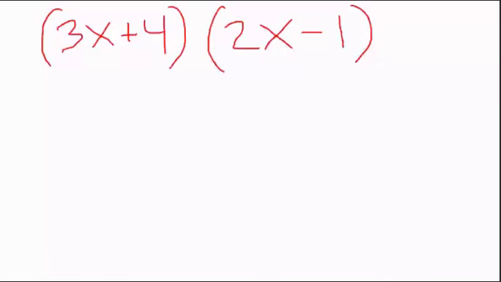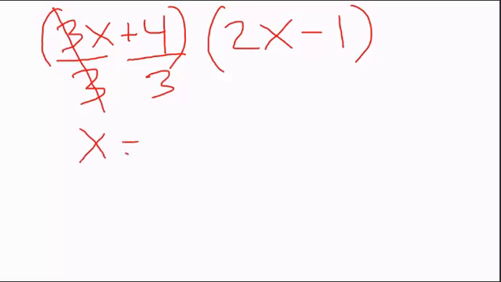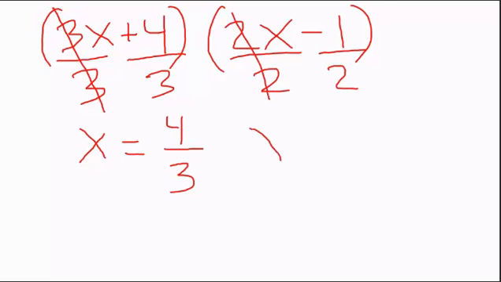Next, you have to get x, or cosine, by itself. To do this, we're going to divide 3x by 3 and 4 by 3. That will leave you with x equals 4 over 3. For the second set of parentheses, we're going to divide both terms by 2, and that will leave you with x equals negative 1/2.